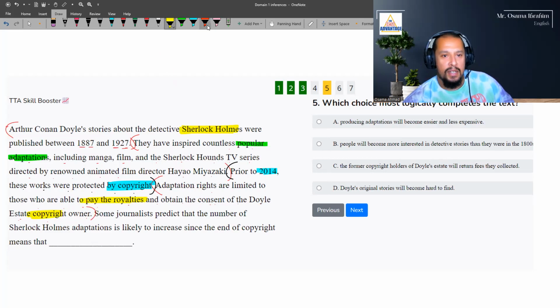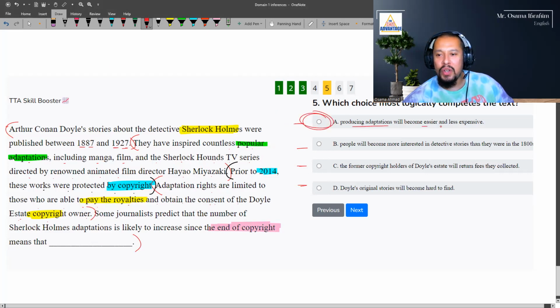Okay, let's read the last idea. Some journalists predict that the number of Sherlock Holmes adaptations is likely to increase after the end of copyright. So if we end the copyright, what would that mean, Mr. Muhammad? It means Sherlock adaptation will be cheap. Okay, so what is the best answer here? Answer A. Answer A. Very good job.